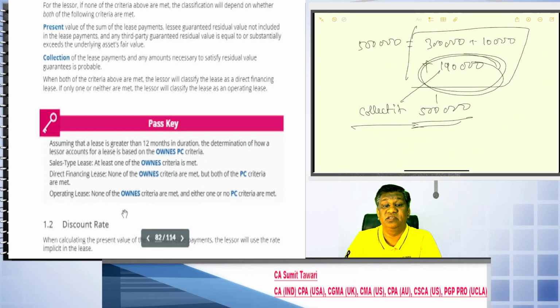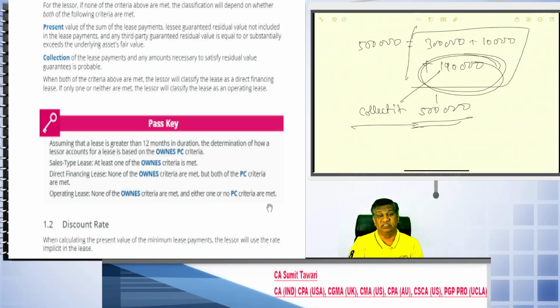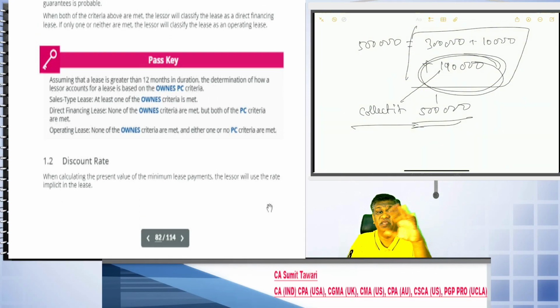And the operating lease, if it is not a finance lease, then we need to consider this as an operating lease. Means none of the OWNS criteria are met, and either one or no PC criteria are met, then we need to consider this as an operating lease. Okay, clear?